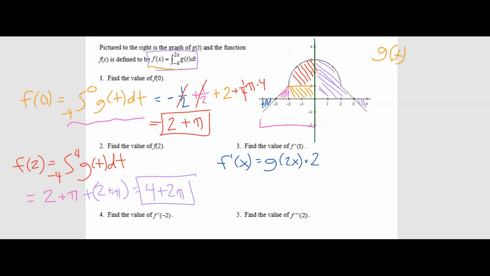So if I now want to find f prime of 1, that's going to be equal to g of 2 times 2. Remember, this graph up here is just the graph of g, whether my inputs are t's or whether my inputs are x's. So g of 2 is equal to 1. 1 times 2 is equal to 2.